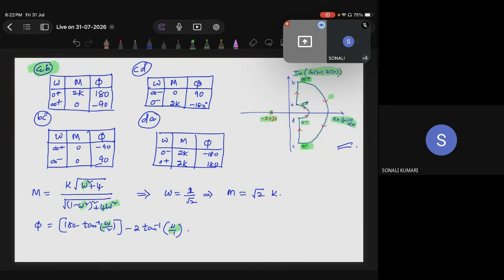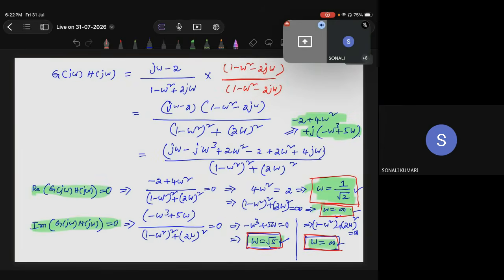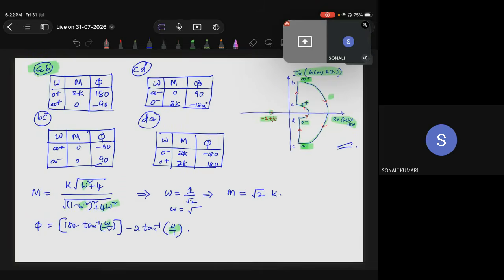Similarly, when omega is equal to root 5, what is the magnitude here? We'll get M is equal to K by 2. These are the two things we are getting.